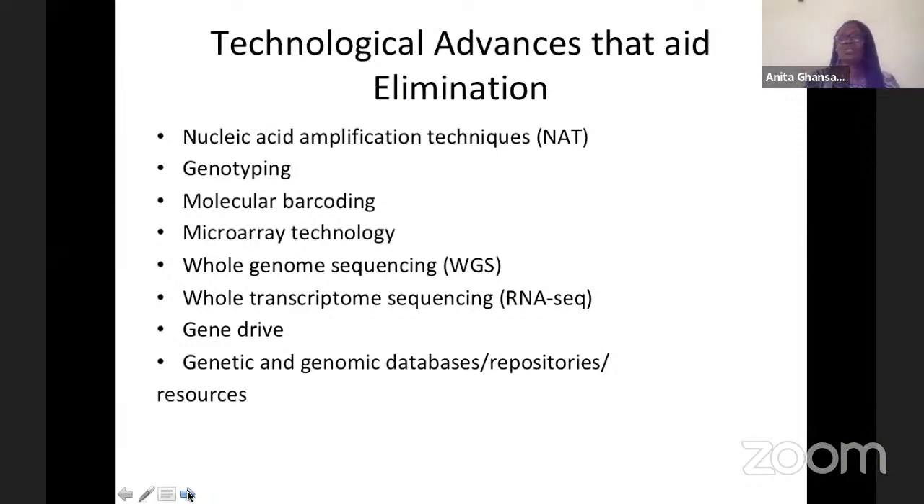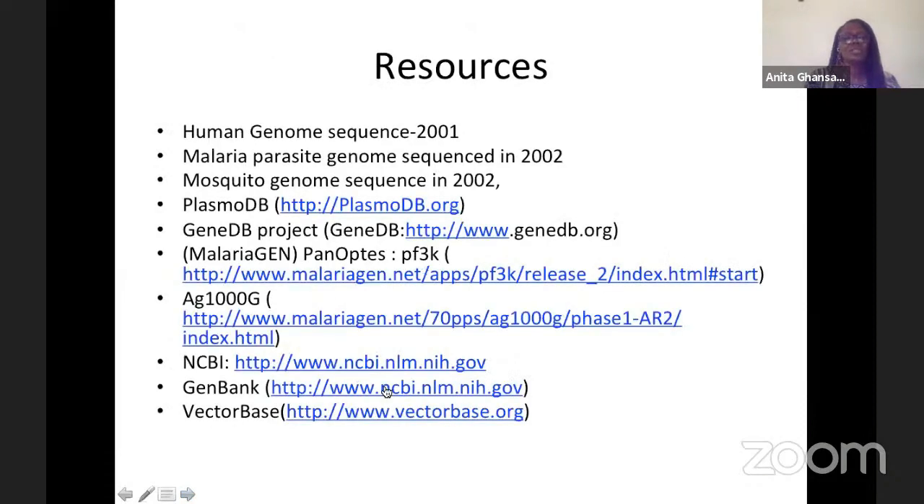But technology is advancing, so we are using nucleic acid amplification techniques for genotyping. We are using panels of molecular barcodes. We started with a panel of 24. Now there are some barcodes that are about 150 for genotyping, microarray technology, whole genome sequencing, whole transcriptome sequencing, and the gene drive. And then we have a huge database of genetic or genomics data. And these resources are very helpful. This is a list of some of the resources available for malaria genomics.